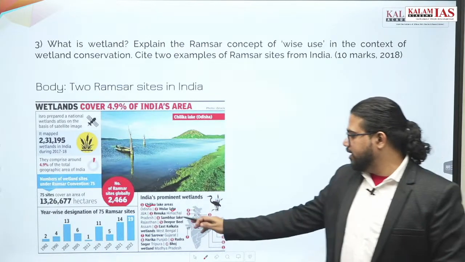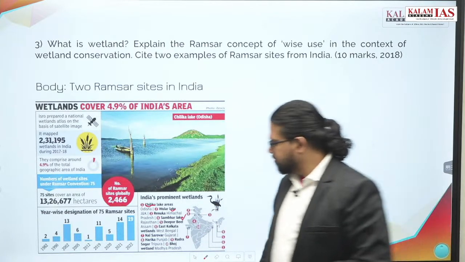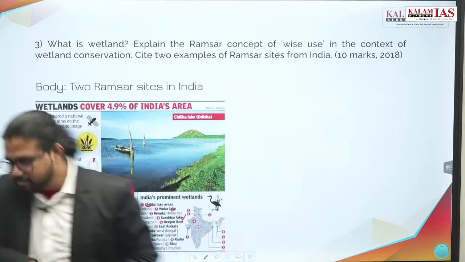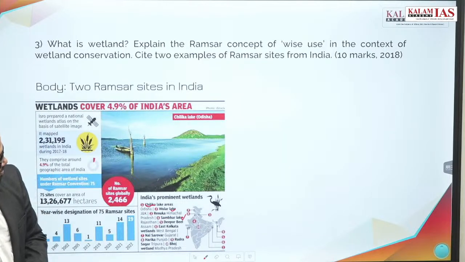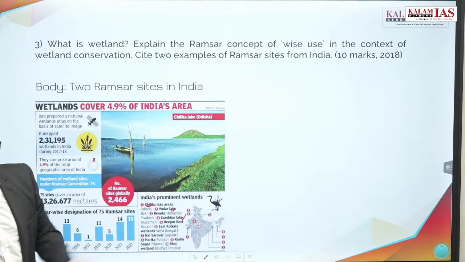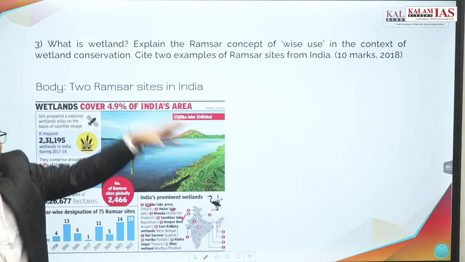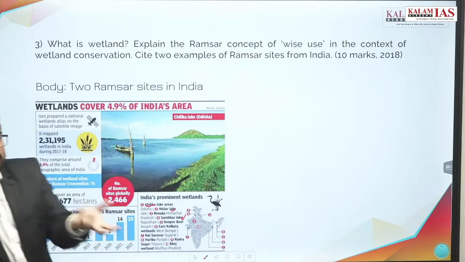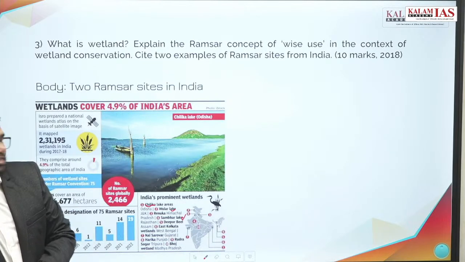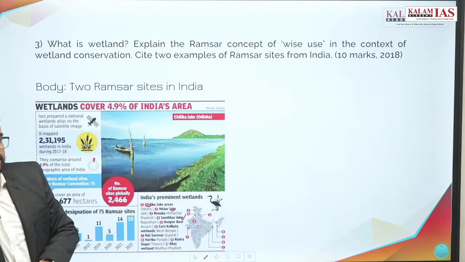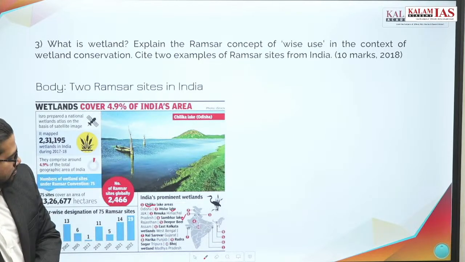Wular Lake, Sambar Lake. Where is Sambar Lake? What is its specialty? Saltwater inland lake. Okay, you write something about it. Just give a 2-3 line definition. What are the major challenges being faced? If something related to news is there, or any species is important related to it, cite that.